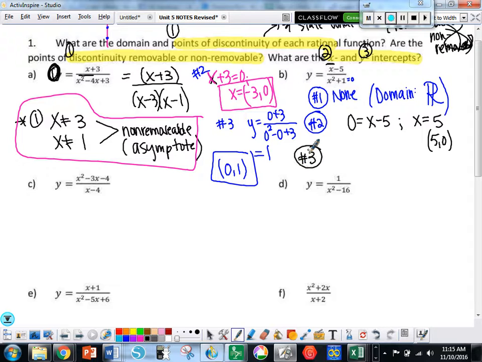Okay, if I'm trying to find the y-intercept, what do I do? All the x's become 0. Good. So looking at this one, I've got 0 minus 5, which is negative 5. 0 plus 1 is 1. So, what? Yeah, good. 0, negative 5.